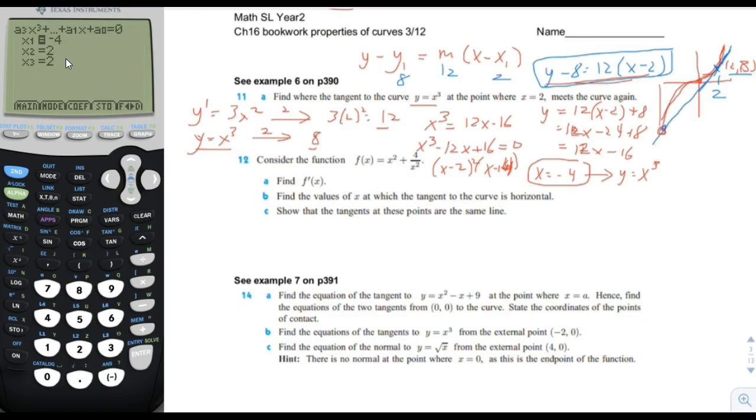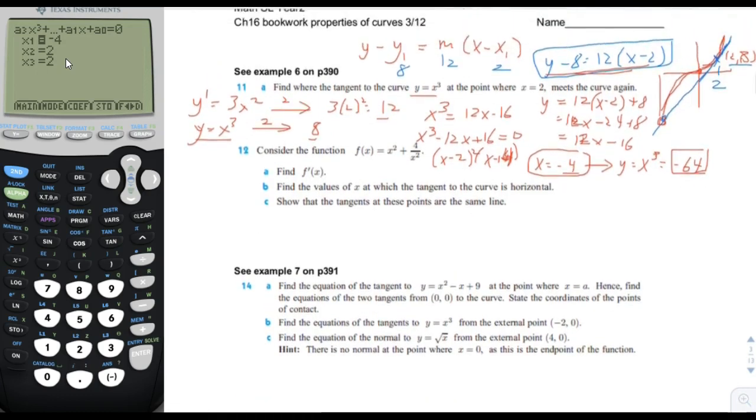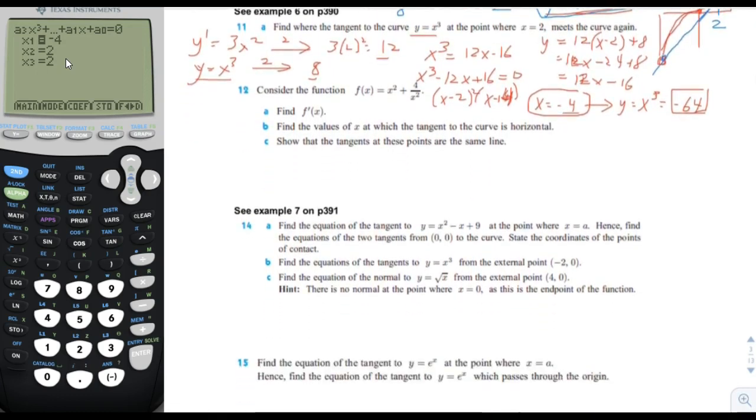So x cubed, negative 4 squared is going to be positive 16, and then multiply times negative 4, and we get negative 64. Okay. So the coordinates are negative 4 and negative 64. Okay, that was challenging. Okay, let's do 12.